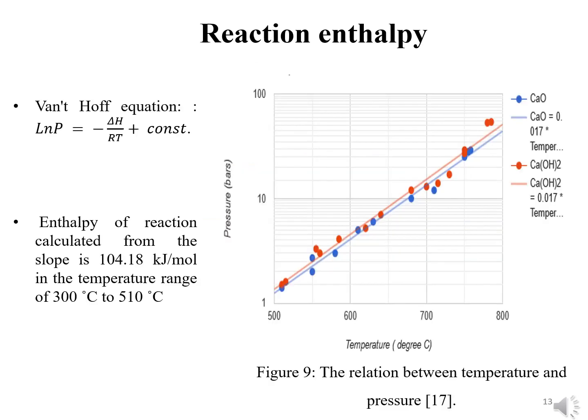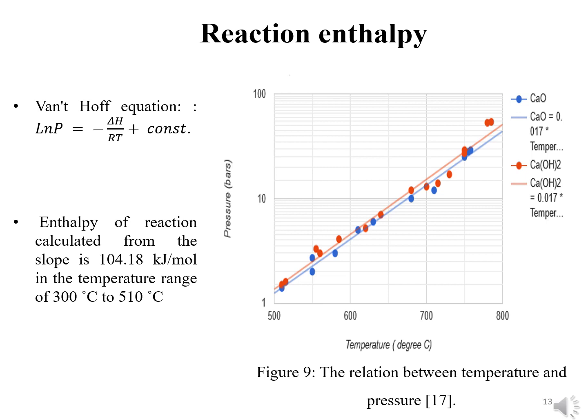Now the reaction enthalpy can be calculated from Van 't Hoff's equation, that is, logarithm of pressure is equal to the change in enthalpy upon RT, where R is the gas constant and T is temperature, plus a constant. Van 't Hoff's equation has been widely utilized to explore the changes in state functions in a thermodynamic system. The Van 't Hoff plot, which is derived from this equation, is especially effective in estimating the change in enthalpy and entropy of a chemical reaction.